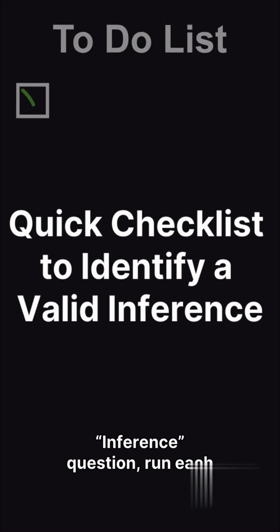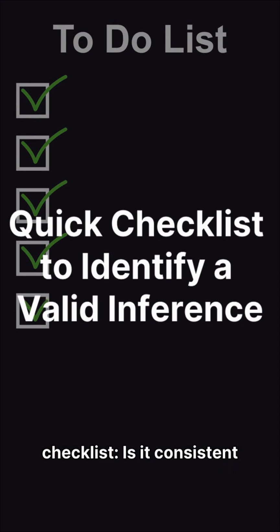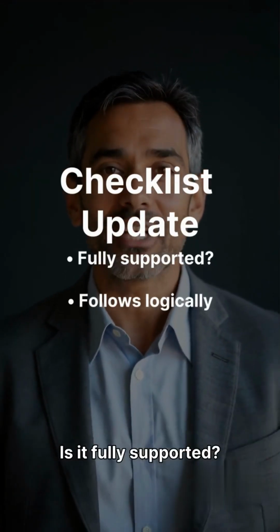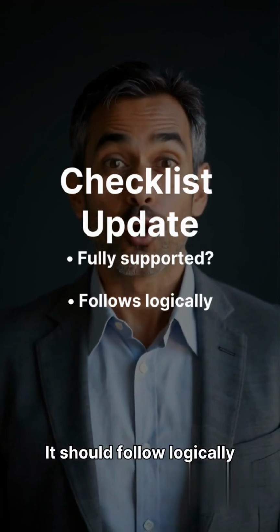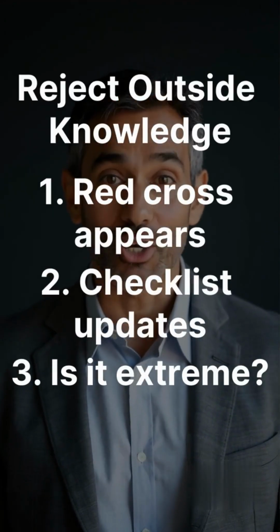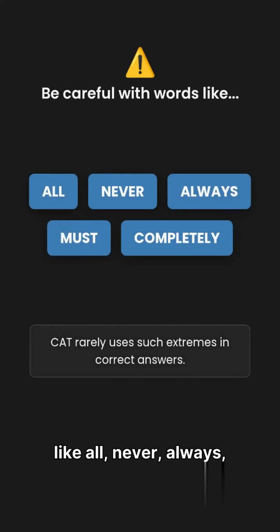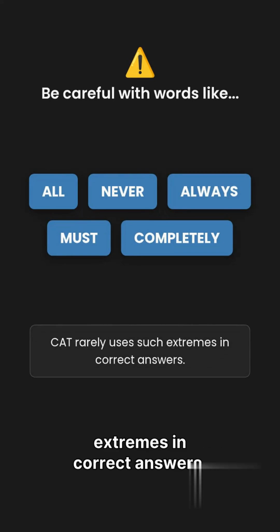When you see an inference question, run each option through this simple checklist. Is it consistent with the passage? It should not contradict anything stated. Is it fully supported? It should follow logically from what is given. If you need to add your own outside knowledge, reject it. Is it not extreme? Be careful with words like all, never, always, must, completely. CAT rarely uses such extremes in correct answers.